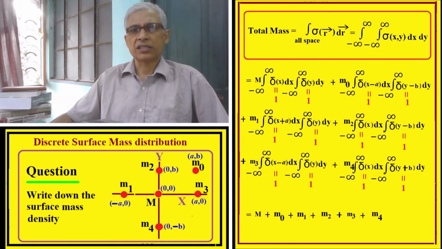It follows that our calculation in evaluating the surface mass density of the discrete mass distribution was right, and for this reason we could achieve the correct result due to proper use of the Dirac delta function.